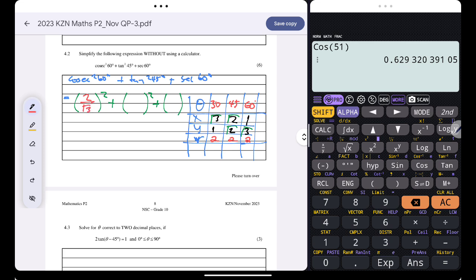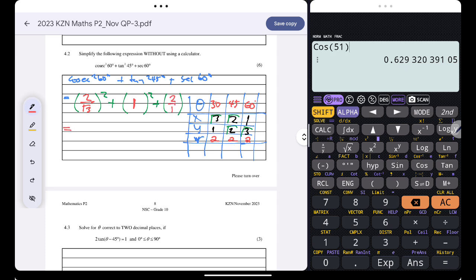Are you together? Tan squared 45. Tan 45 is y over x, right? The square root of 2 over the square root of 2, which will give us 1. So I'll just simply write 1 there. And then sec 60. By definition, sec is the reciprocal identity for cos, and cos is x over r, which simply means that sec is r over x. So this thing will be 2 over 1.